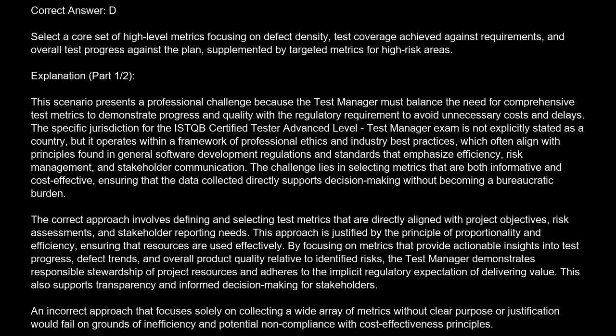The correct answer is D. Select a core set of high-level metrics focusing on defect density, test coverage achieved against requirements, and overall test progress against the plan, supplemented by targeted metrics for high-risk areas. Explanation. This scenario presents a professional challenge because the test manager must balance the need for comprehensive test metrics to demonstrate progress and quality with the regulatory requirement to avoid unnecessary costs and delays.